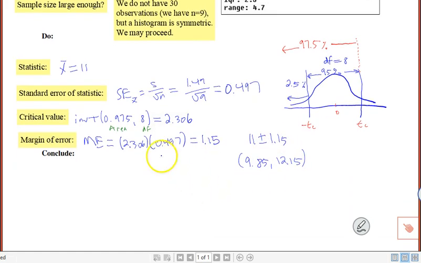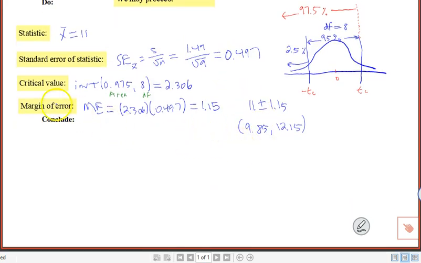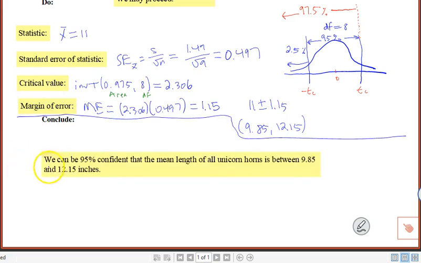So now that is our do stage. We did all the calculations and all the thinking. And to conclude, we just write a statement putting it all together. We can be 95% confident that the mean length of all unicorn horns is between 9.85 and 12.15 inches. And that concludes the process and the full confidence interval.